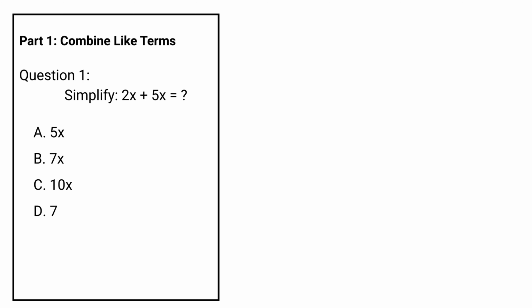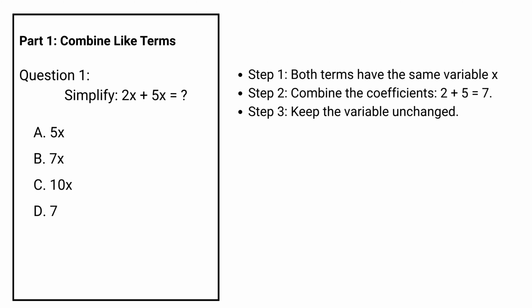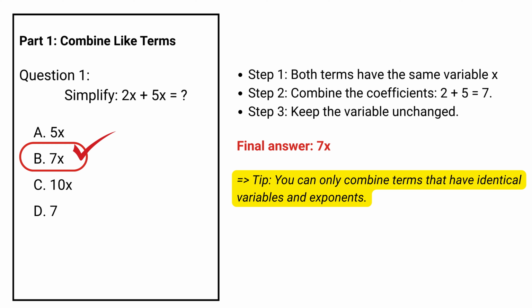All right, let's warm up with an easy one. Look at this expression, 2x plus 5x. What do we do when the variables are the same? Exactly. We combine them. Both terms have the variable x, so we just add the coefficients. 2 plus 5 equals 7. That gives us 7x. Remember, you can only combine like terms, which means the same variable and the same exponent.